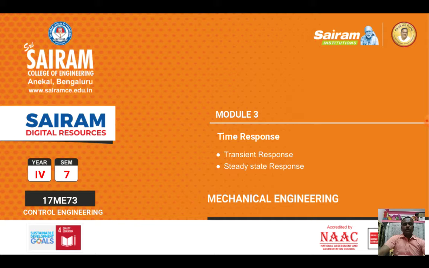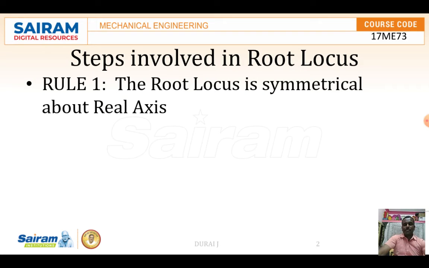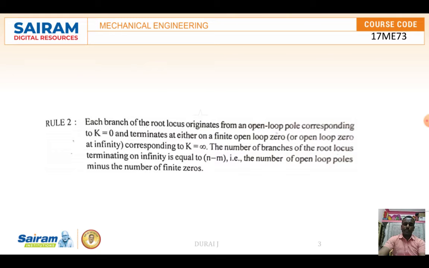In this video we are going to discuss what all the steps involved in the root locus. There are 9 steps involved in the root locus. The first rule is that the root locus is symmetric about the real axis. That is the first rule. So the root locus is symmetric about its real axis.